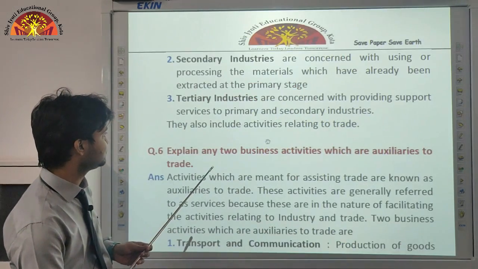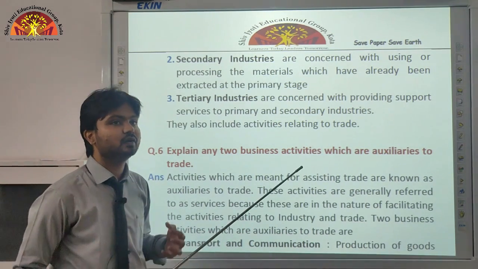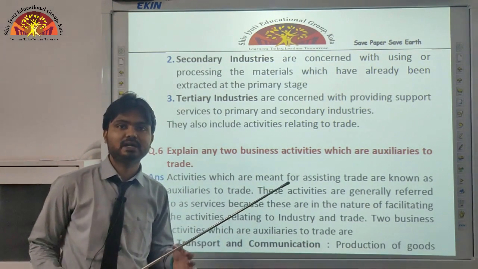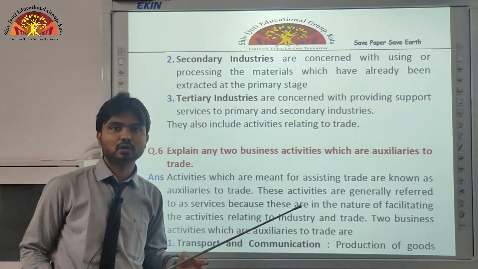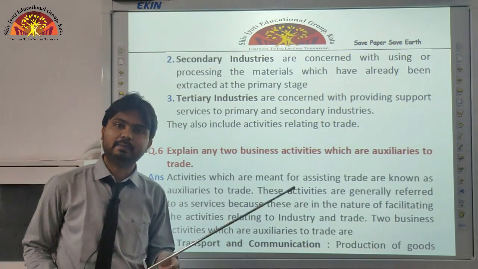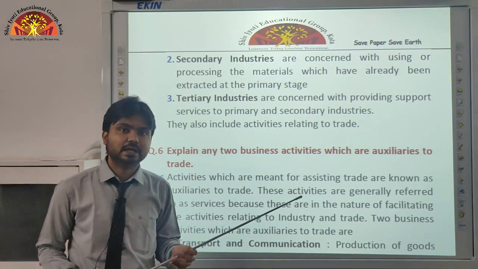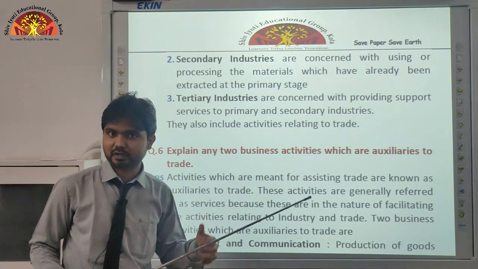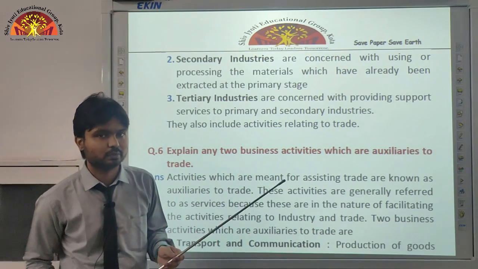Now, the second type is secondary industries. Secondary industries are related with the conversion of raw material into finished products. For example, if we talk about gold, the primary industries extract the gold from the mines and the secondary industries convert the gold into ornaments and biscuits which we buy, and it is ultimately delivered to the consumers.